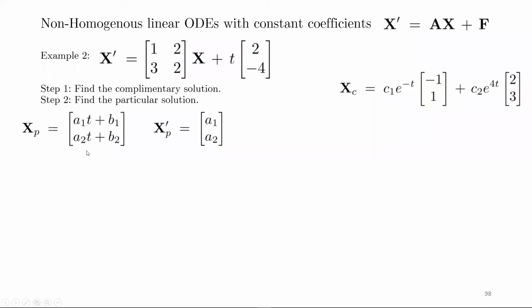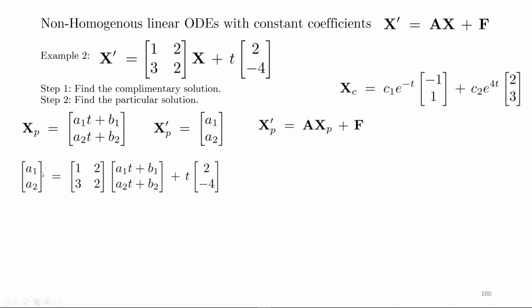Okay, so now using xp and xp prime in the original matrix form of the ODE, so xp prime equals a times xp plus f, I get this system of equations here. So xp prime, a1, a2 over here, equals a times xp, so this vector xp, so we have a matrix multiplication here, plus f, which is the non-homogeneous term, t times 2, negative 4. Okay, so I can write out each of these lines of these equations individually.